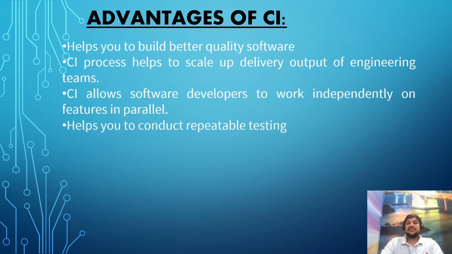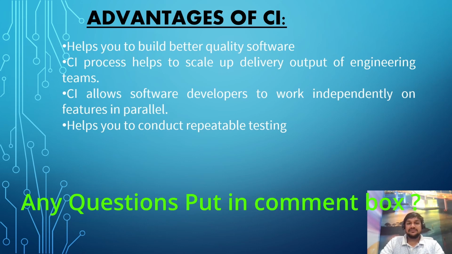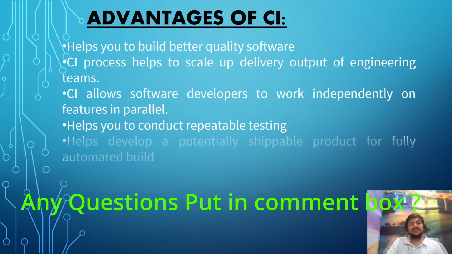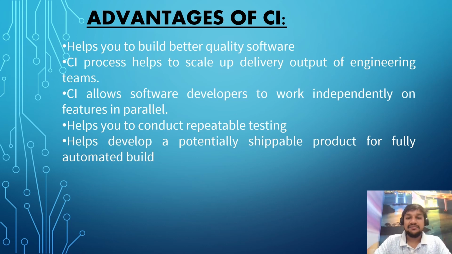It helps you to conduct repeatable testing. Since you are building small code and pushing the change, your code is getting tested; again you push a change, your code is getting tested. So that's how it helps you achieve repeatable testing. CI helps you to develop a potentially shippable product with a fully automated build. It means if you have set up CI, you do not have to sit, compile your build, and then do the testing. Everything will be automated using CI/CD.